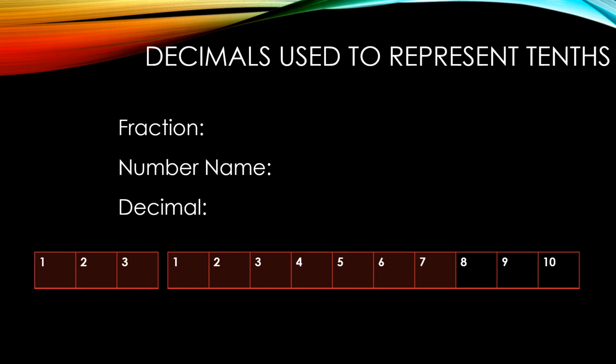Let us solve one more example. Look carefully at the given strip. Write the fraction to represent the shaded part. See, the whole number part is 3 and the fraction part is 7 upon 10. So the answer is 3 and 7 upon 10. And the number name is 3 and 7 tenths. In decimal, it is written as 3.7.